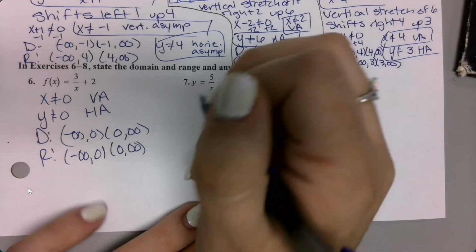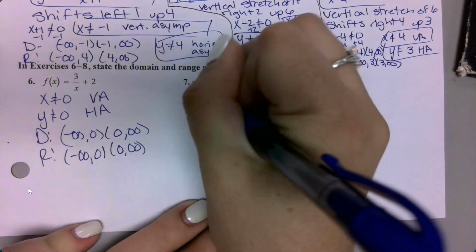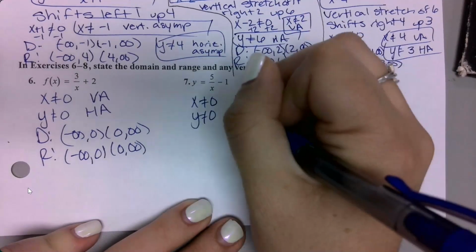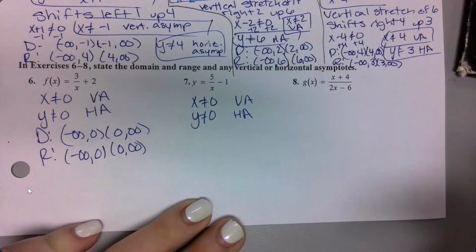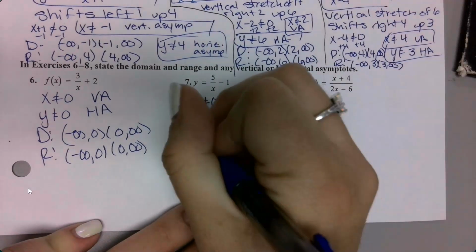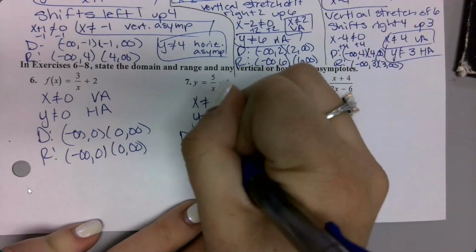On number 7, again, x can't equal 0 for my vertical asymptote. Y can't equal 0 for my horizontal, because my exponent on the variable is larger on the denominator than the numerator. And my domain and range are the same again.